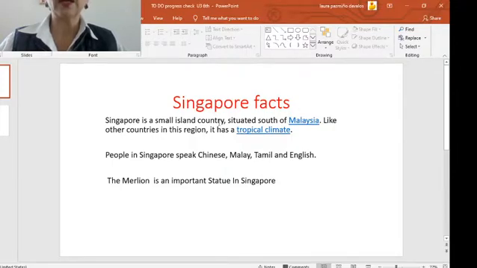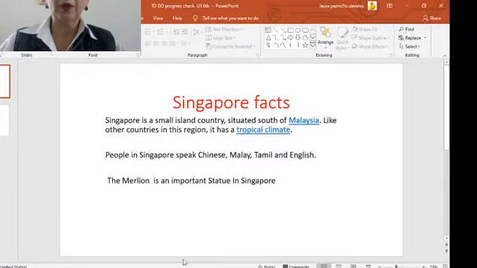Singapore is a small island country situated south of Malaysia. Like other countries in this region, it's a tropical climate. People in Singapore speak Chinese, Malay, Tamil, and English, because there is a question about how many languages do you remember? And the Merlion is an important statue in Singapore.